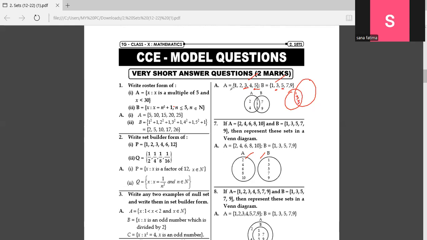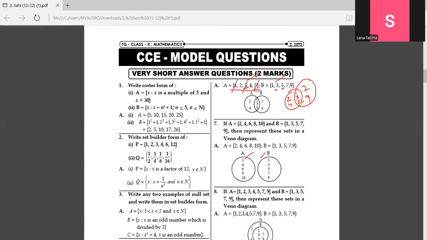And from this bracket, what is left? 1, 3, 5 you have written in between, and you have to write down 2, 4. And here, 1, 3, 5 is completed, so you have to write down 7 and 9. Okay, like this you have to write.